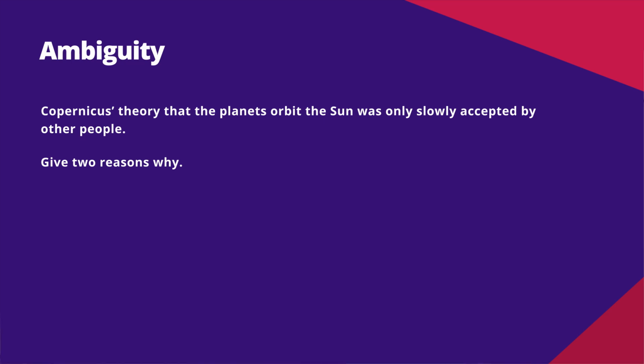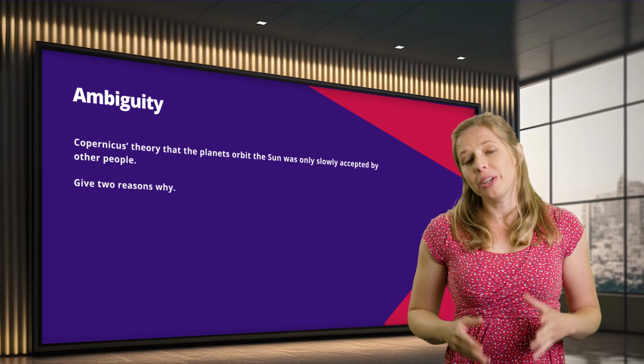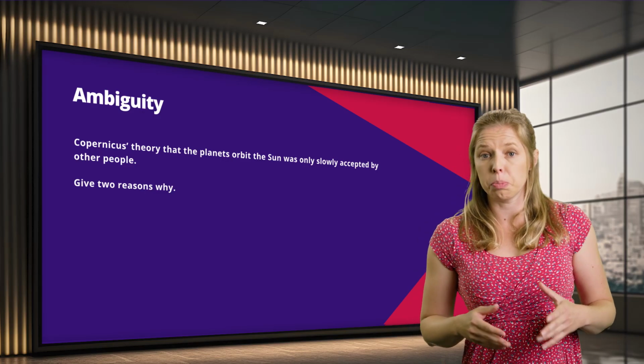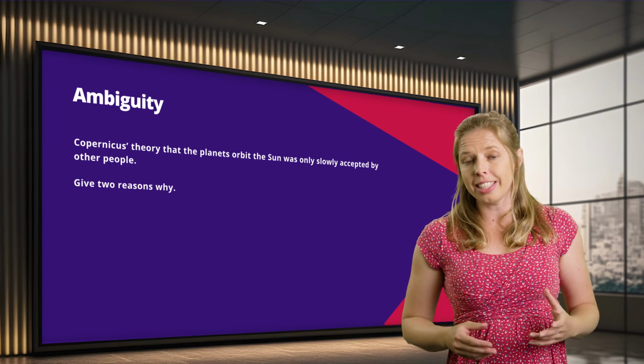Here is another example of ambiguity. The phrase only slowly is key here. In fact, the word only is pivotal. It means the question is about the rate at which people accepted the theory. Why was it only slowly accepted? If the word only is omitted, then the rate element disappears and the question is about reasons why it was accepted, separate from how slowly it happened. Because sentence-level ambiguity is difficult to spot, sometimes the most effective way to find it is to have a reviewer separate to the question writer look at the question without the mark scheme.